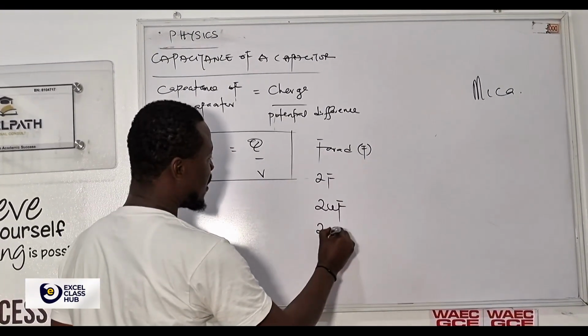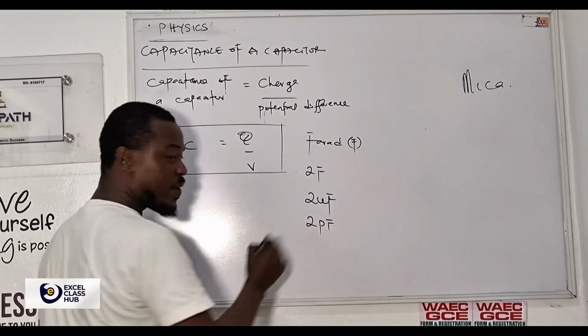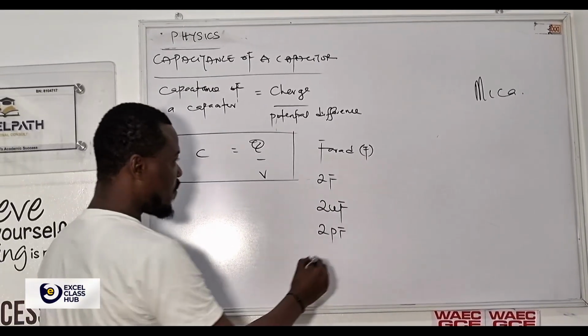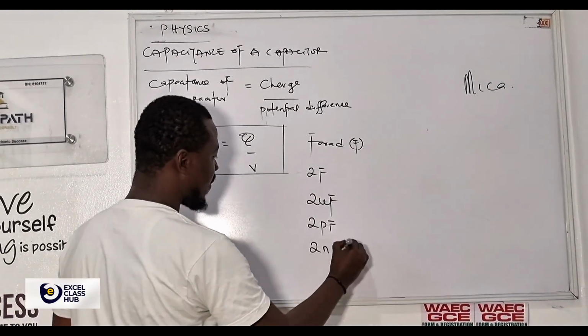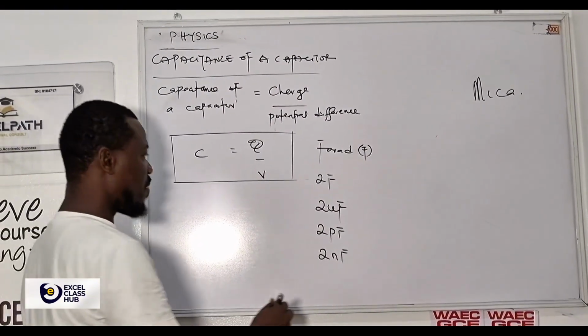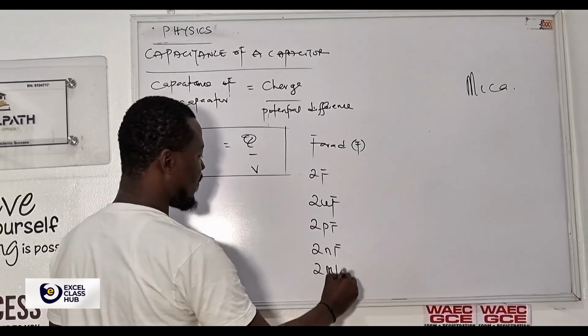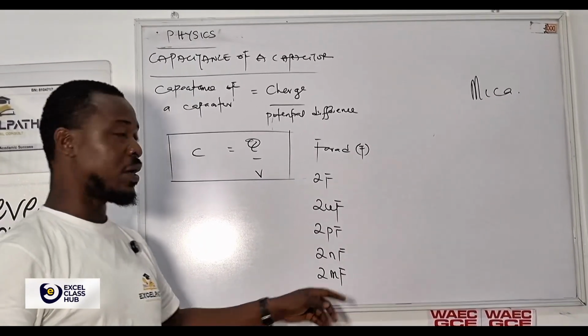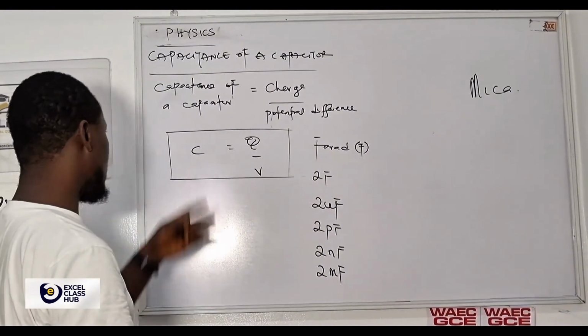Whenever you see something like 2 pF, this p means pico. But if you see something like 2 nF, this n here means nano. But if you have something like 2 mF, this m here means milli. But let's come back to this.